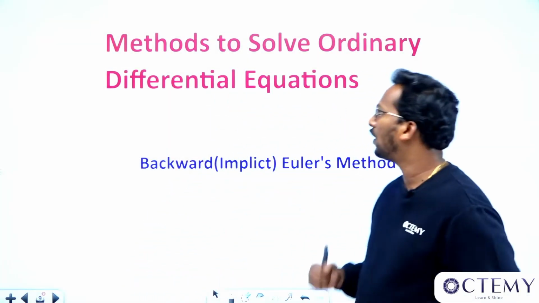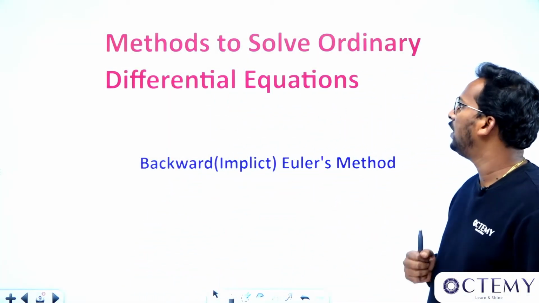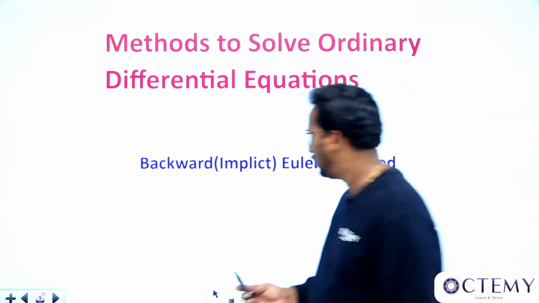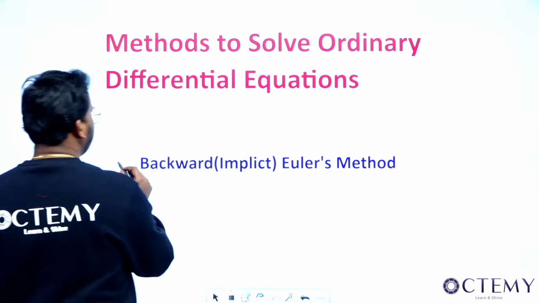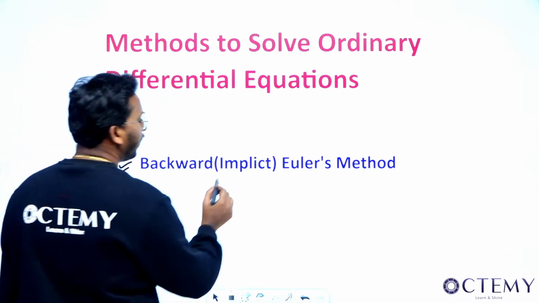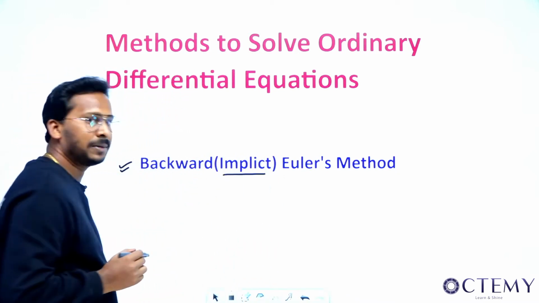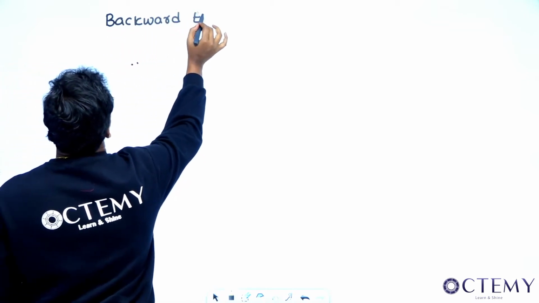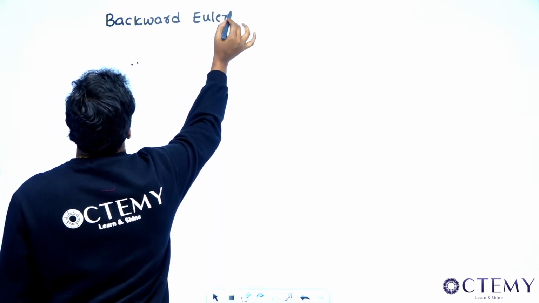In today's class, we'll be talking about methods to solve ordinary differential equations. In the last class, we have seen the forward Euler's method. In today's topic, we will see what is backward Euler's method. It is also called the implicit Euler's method, right? So let me write backward Euler's method.